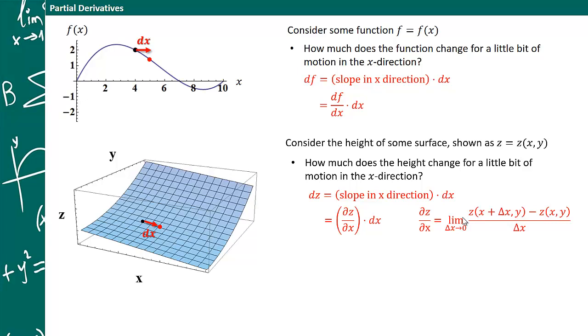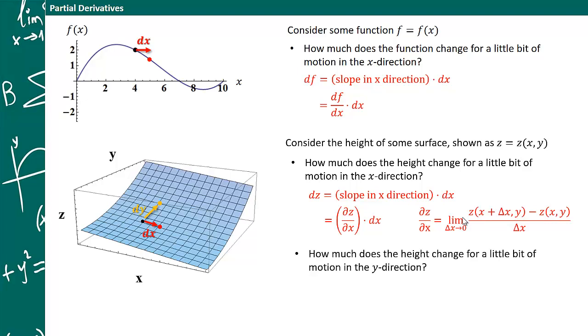Well, the way we're going to talk about the slope in the x direction here is we're going to write that as partial z partial x instead of derivative of z with respect to x, where that partial derivative means here that we're only considering distances and motions in the x direction, and y is effectively a constant for this calculation.